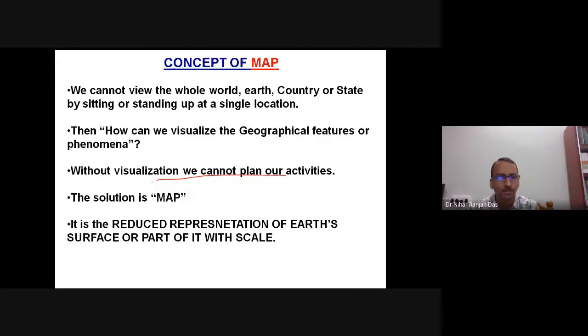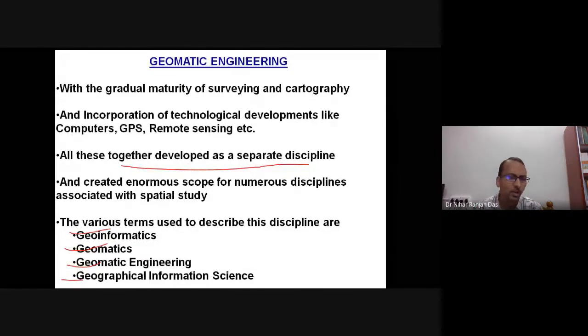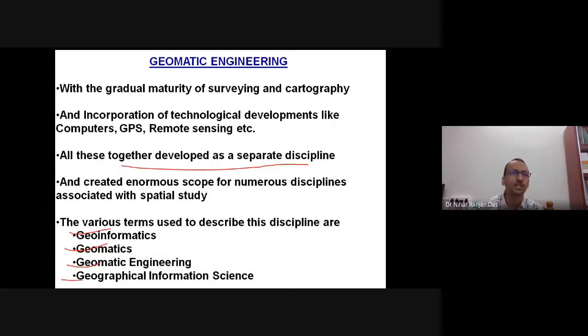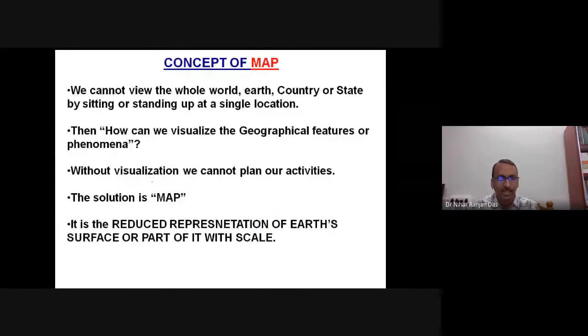So what is a map? It is a reduced representation of reality. In a broad definition, we may term it a reduced representation of reality. It means that in reality, however Odisha is, we are just representing it in a reduced form, in an A4, A3, A2 or A1 size map. We are representing the whole of Odisha and its forest resources. So this is the exact definition I am coming to: it is the reduced representation of the Earth's surface or part of it.